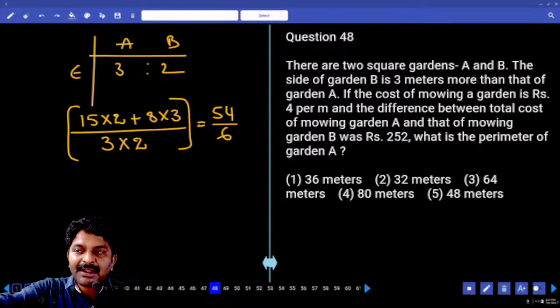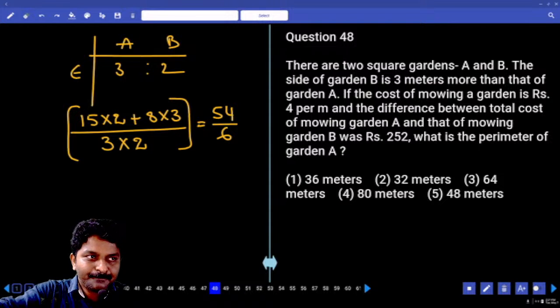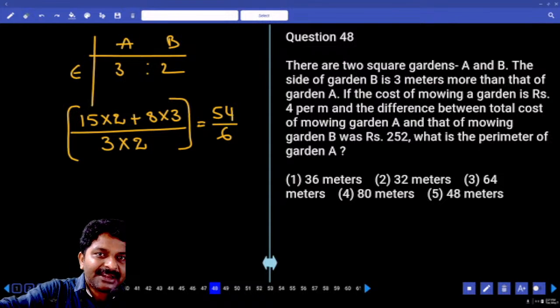There are 2 square gardens A and B. The side of garden B is 3 meters more than that of A. If A's side is A, B's side becomes B.